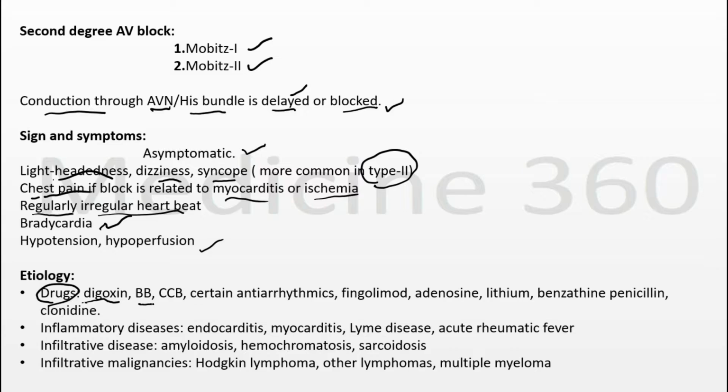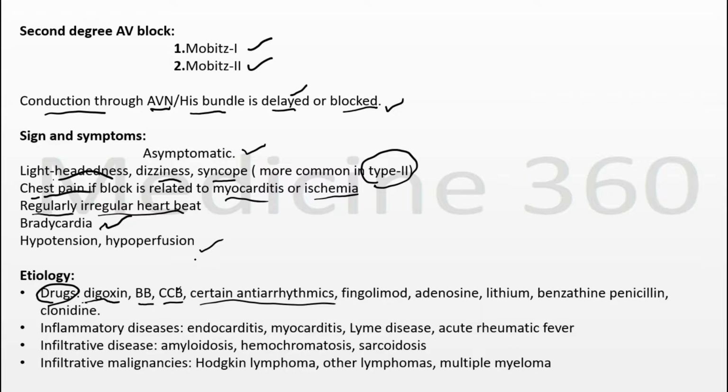Then there are beta blockers. Beta blockers also increase the PR interval or refractory period of the AV node, which can lead to heart blocks. Then there are calcium channel blockers, especially verapamil and diltiazem, which can increase the refractoriness of the AV node and can cause heart blocks. Then there are certain antiarrhythmic drugs, especially sodium channel blockers, which include class 1A and 1B. Then there is class 2, which is the beta blockers, class 3, which includes amiodarone and ibutilide, and class 4, which is the calcium channel blockers.